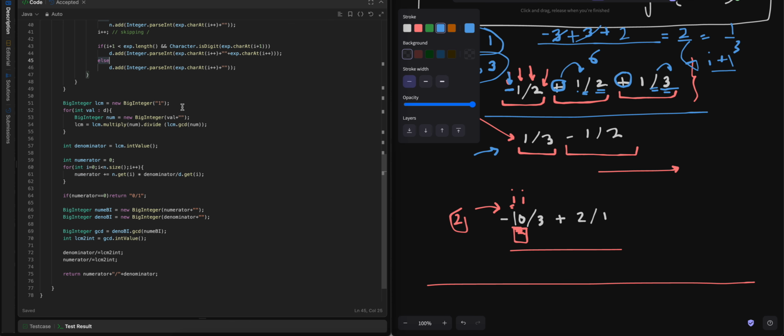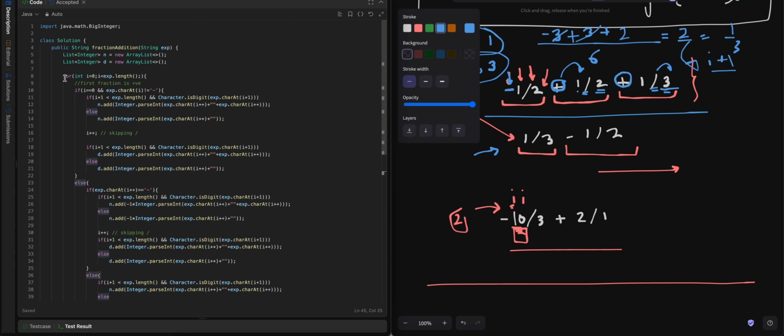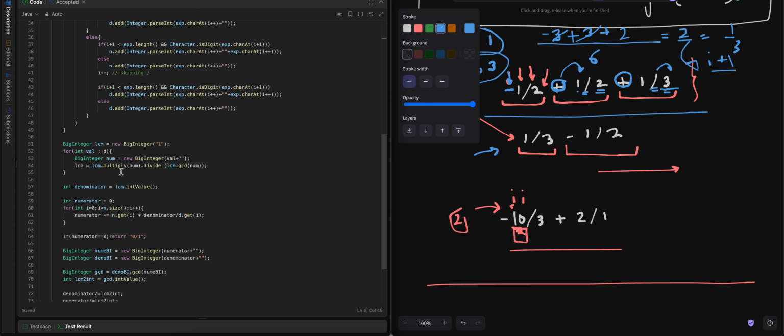Okay, now as we discussed in the problem, up till now what we have done is some pre-computation to store all the numerators and denominators in proper array lists so that we can actually process them. The next step was to find the LCM. I was using Java. If you want, you can write a separate function for finding the GCD and all those things, but I had used the inbuilt library.